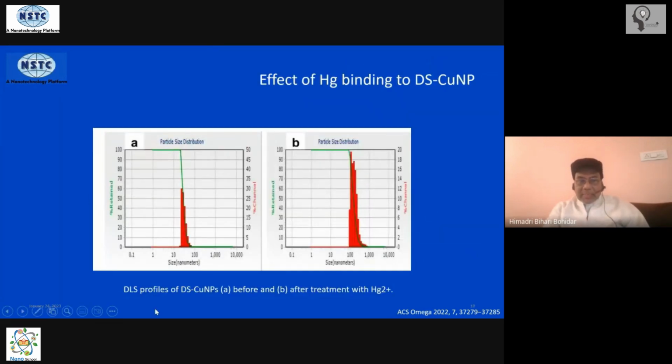Now, what is happening if you look at the size of this particle in the presence of mercury treatment? The particle size, which was something like 20-30 nanometer earlier in the aggregated stage, now turns to 200 or 300 nanometer size, compared to about 30 nanometer or so. So 10 times more increase. So this is provoked by the presence of mercury there.